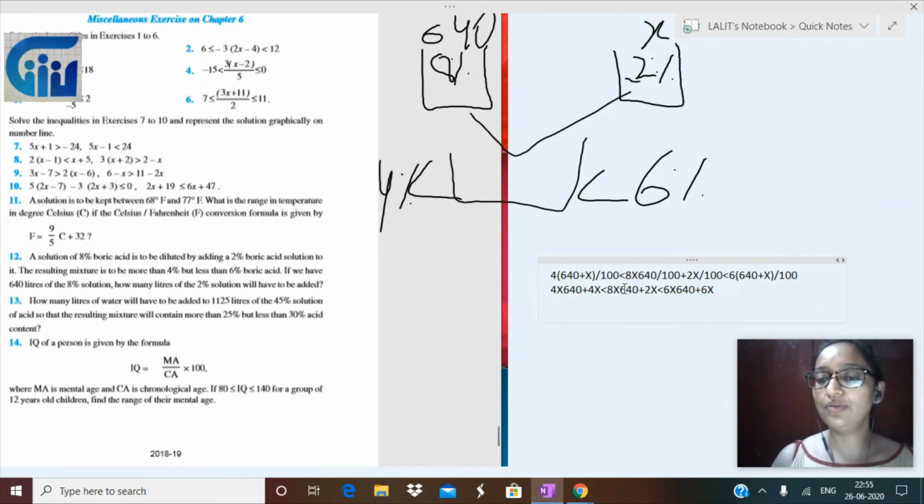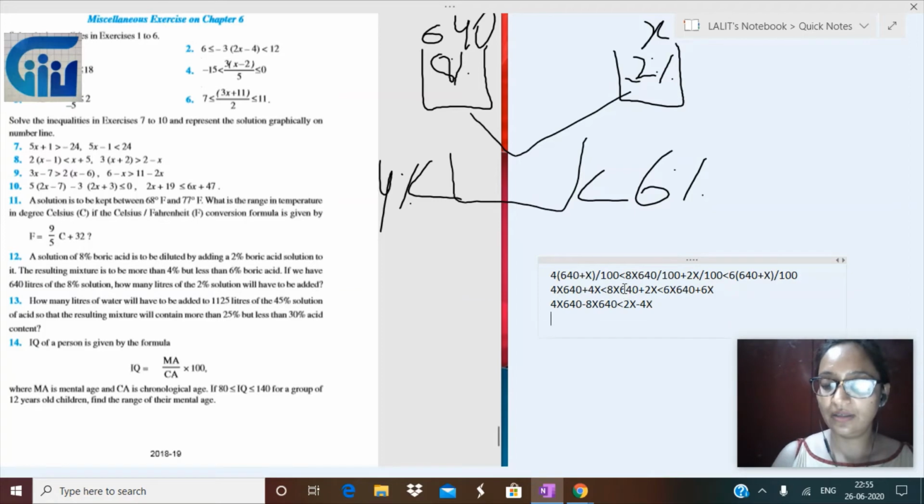So now we will not be solving this on a whole. I'll just take the first part. First part, what means? I'll just take 4 into 640 minus 8 into 640. I have not multiplied it. Just observe carefully. This is strictly less than 2x minus 4x, right? So I have just taken half of the inequality.